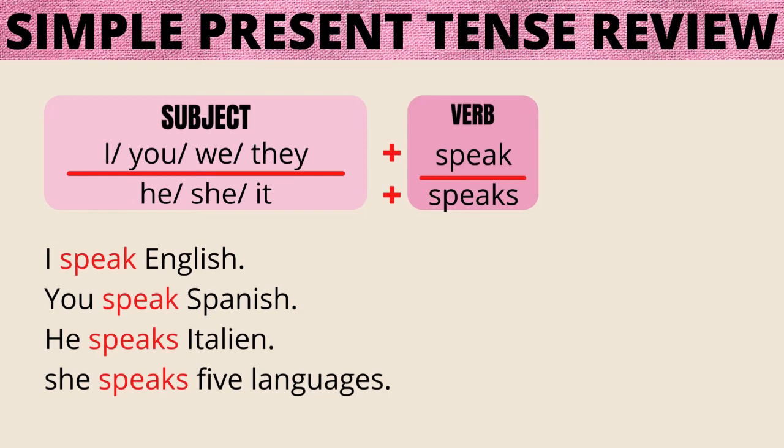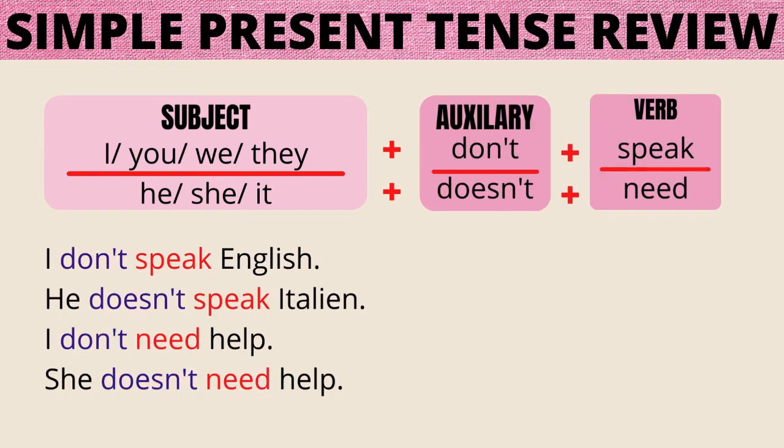However, if your subject is he, she, or it, we use first the subject, then the infinitive verb, and then we add an S sound to the verb. So we say he speaks, she speaks, it speaks. Now look at the examples. I speak English. You speak Spanish. He speaks Italian. She speaks 5 languages.